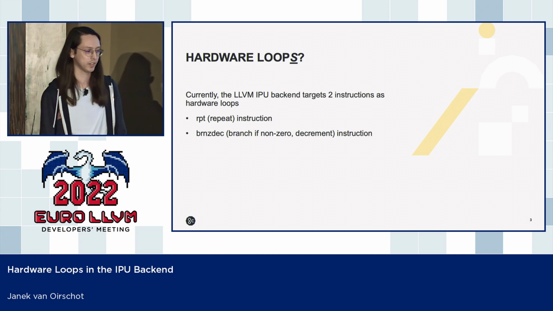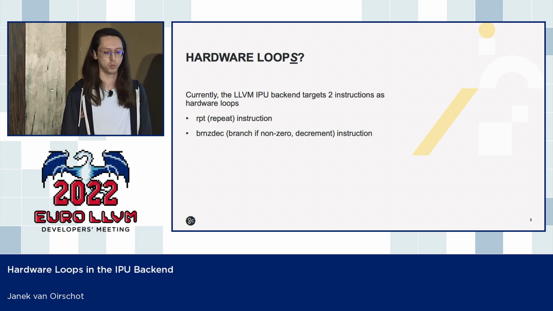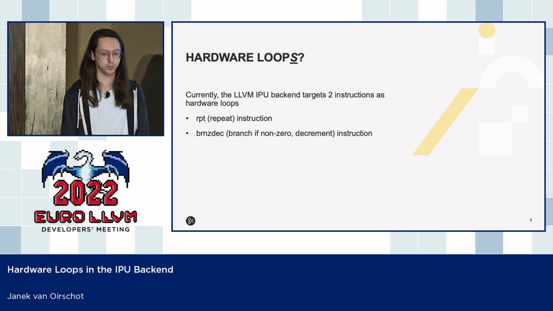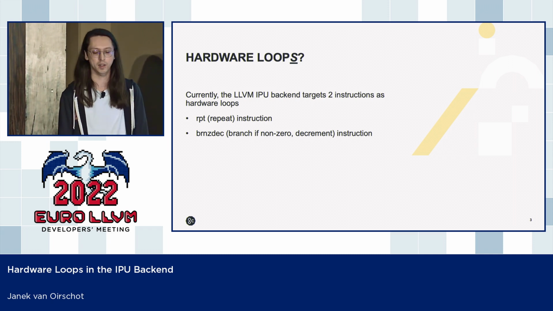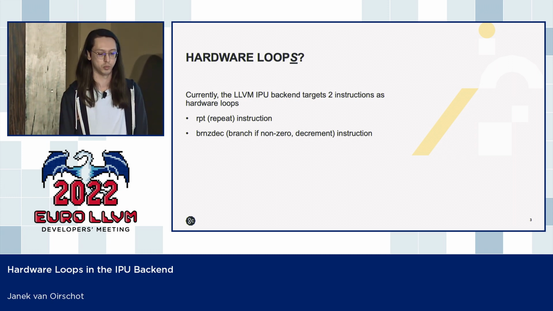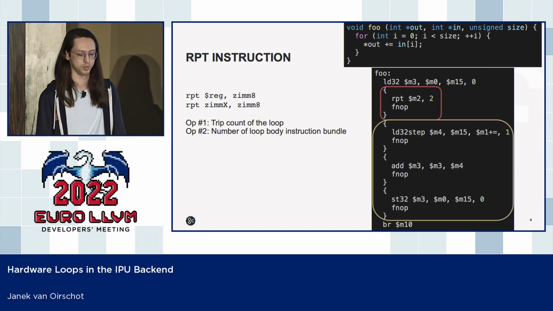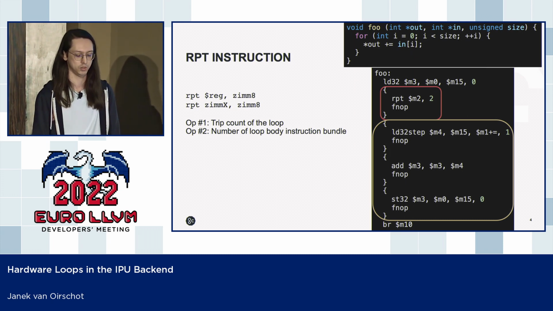This talk uses the plural hardware loops, and that's because we are targeting two instructions as part of our hardware loops in the IPU backend. One is the RPT, or repeat instruction. The other is the BRNZ-DEC, or branch if non-zero decrement instruction. So first, the repeat instruction. It precedes the loop body that it tries to loop.